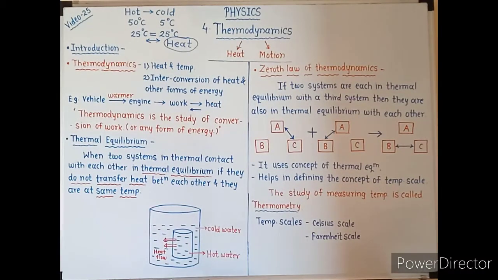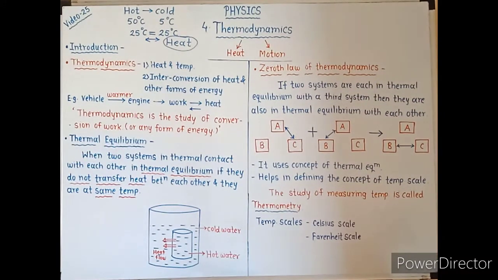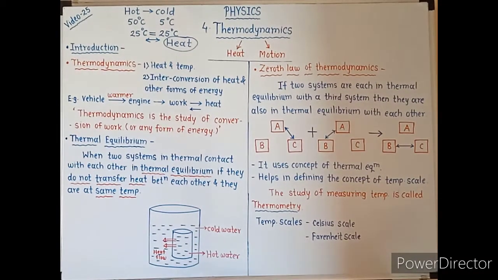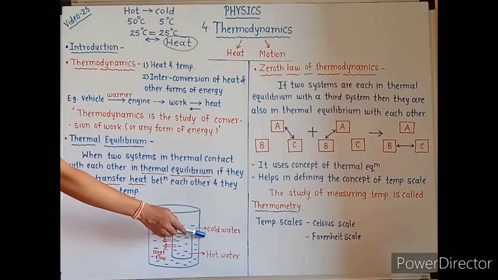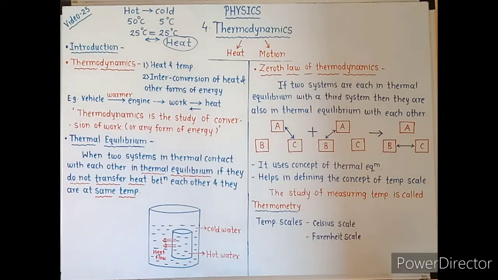Now the next point is thermal equilibrium. Thermal means temperature and equilibrium means same or equal temperature. Now consider this diagram. This bigger one is the cold water container and this smaller one is the hot water container. When this hot water is mixed with the cold water, there is a transfer of heat from hot water to cold water. Because of that, the hot water cools down and the cold water becomes warmer.